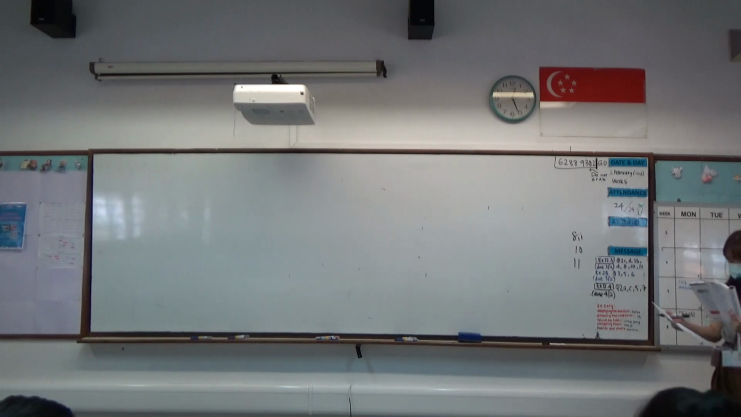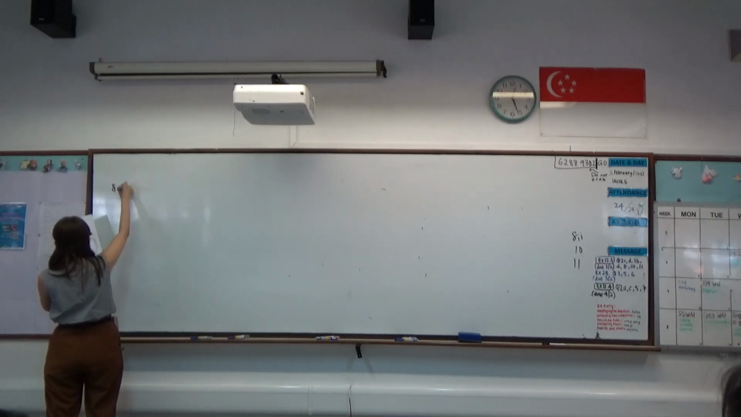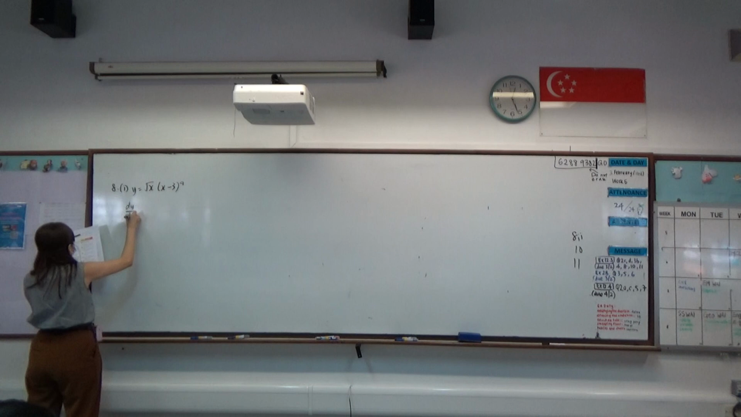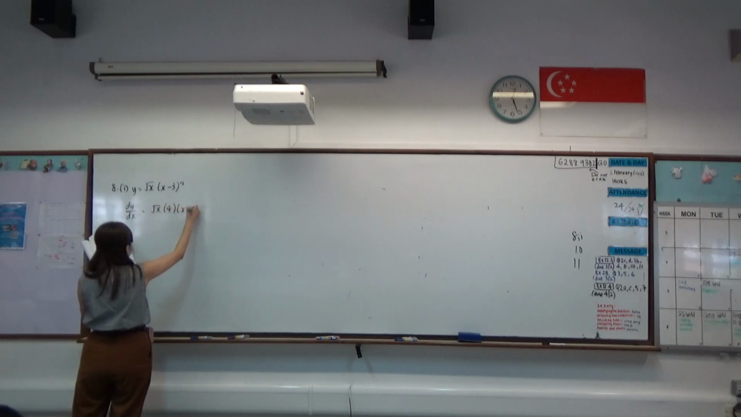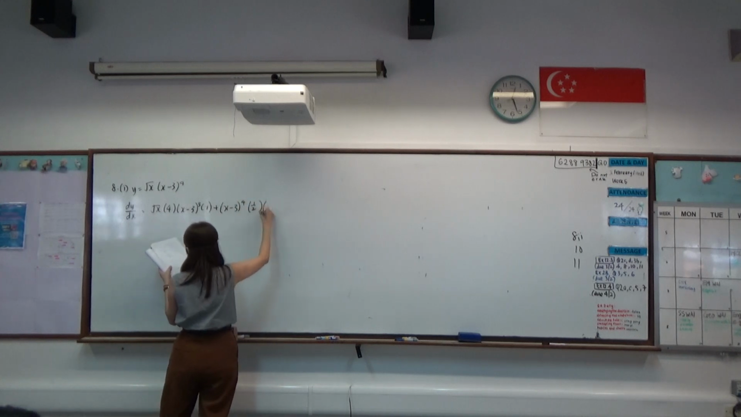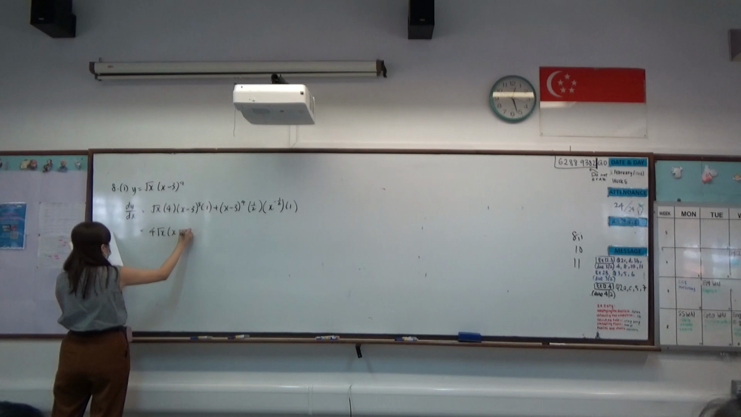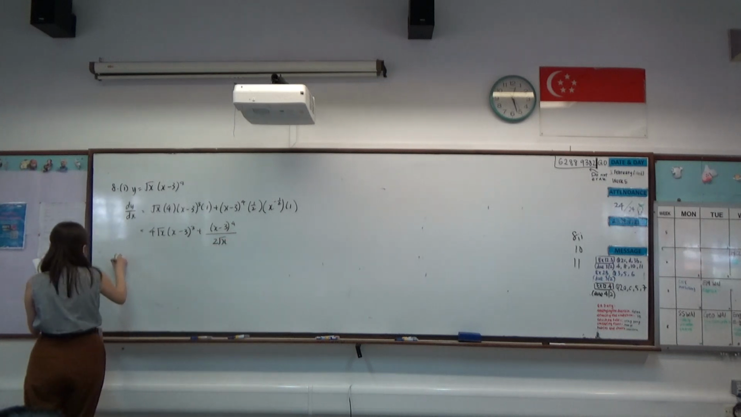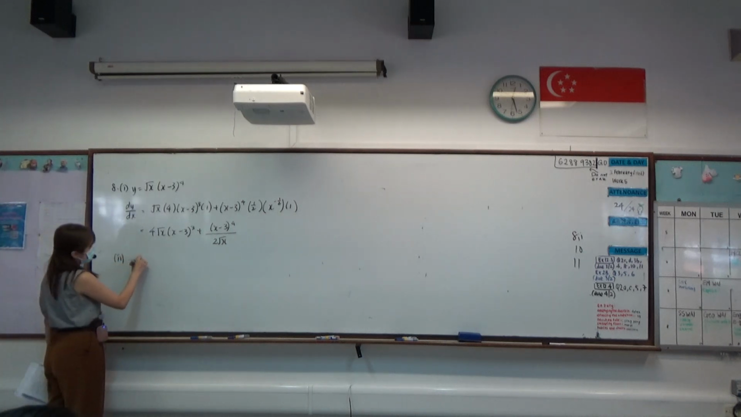Alright, let's look at question 8, part 2. We want to find the x-coordinate of the point when dy over dx equals 0. So just do a quick check that your dy over dx is equal to this. Which simplifies to this. Then for part 2, we want to find the value of x when dy over dx equals 0. So we let this be equal to 0.